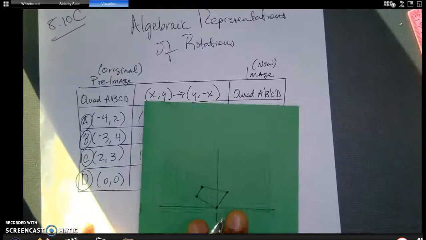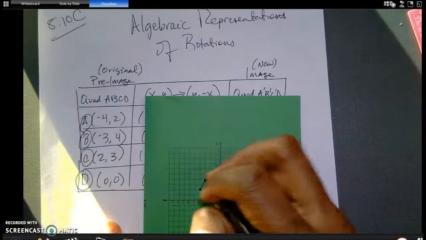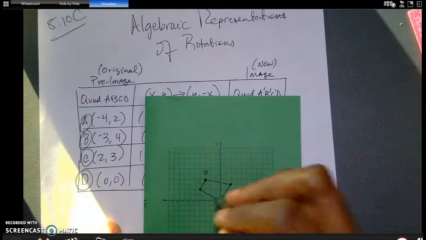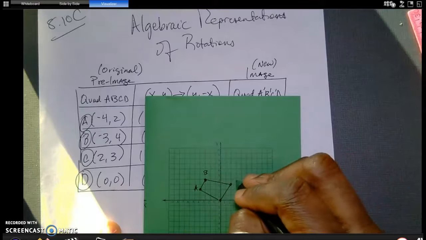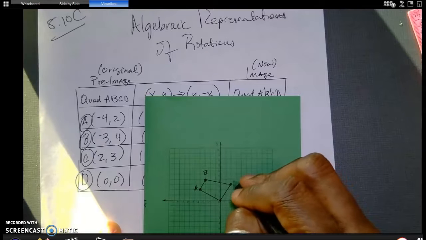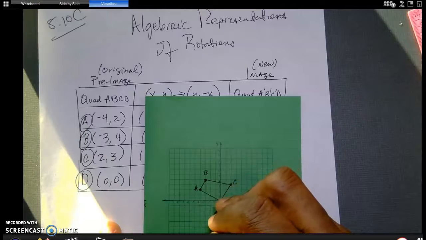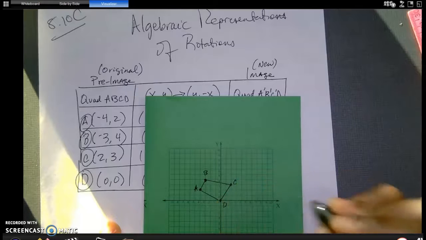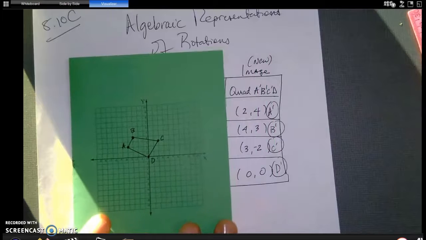Okay, so what I did, this is -3, 4, that is B. -4, 2, that's A. This is 2, 3, which is C. And this is D, 0, 0. Okay, now let's go ahead and plot my image.